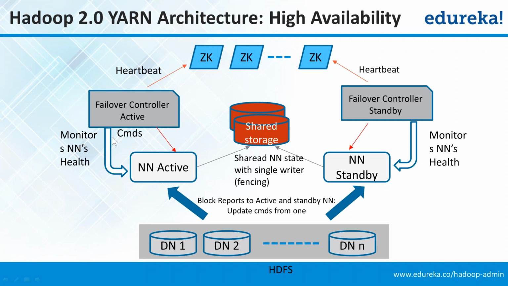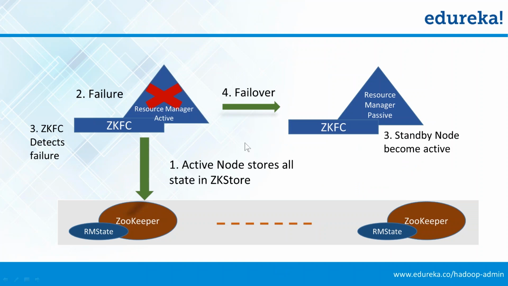Again, if the resource manager 1 goes down, certainly the resource manager 2 will come up automatically. In this case, if you see, this will be a more clear architecture. There will be a resource manager state, resource manager active, and resource manager passive. ZooKeeper failover controllers are being deployed on both the resource managers. If the ZooKeeper failover controller detects the failure, the same information is being stored inside the ZooKeeper now. So ZooKeeper will automatically provide that information to the resource manager standby, which is becoming active now. So the job will start from the same state where the active went down.